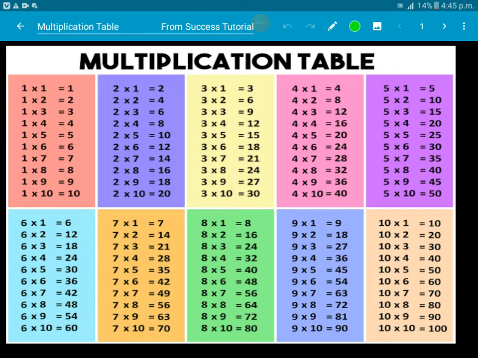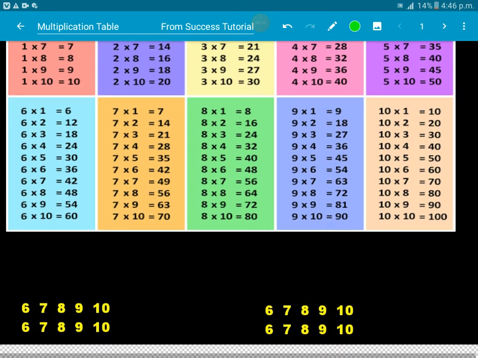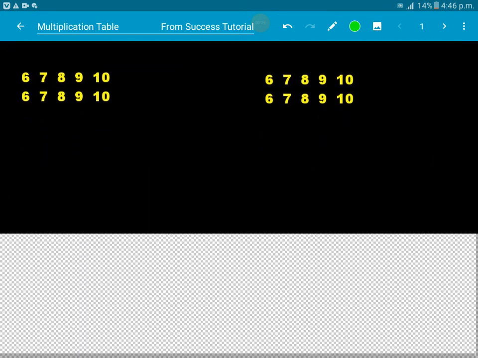So first you must remember only this, the upper one. Except for this, the other is simple. So let's start from two numbers multiplication.